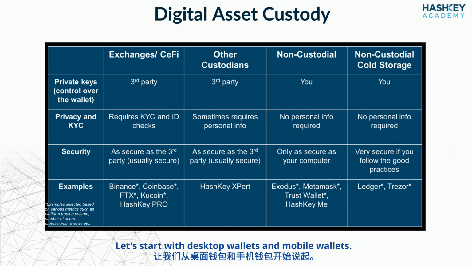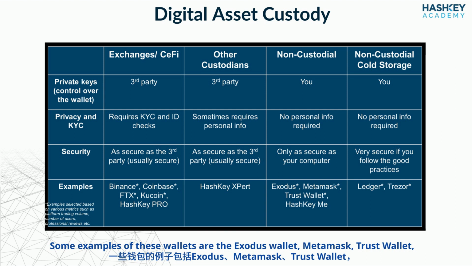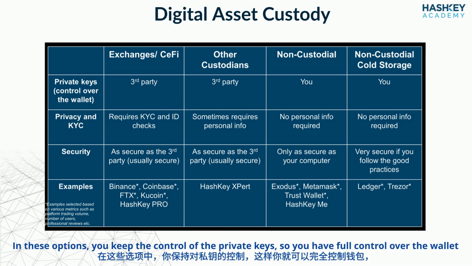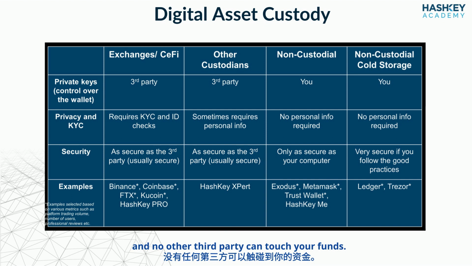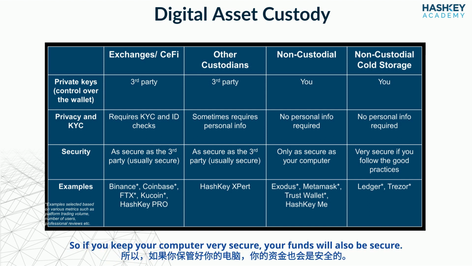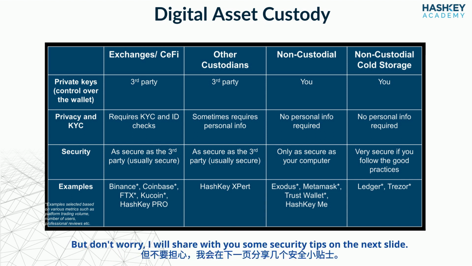Let's start with desktop wallets and mobile wallets. Some examples of these wallets are the Exodus wallet, MetaMask, Trust Wallet, and of course, HashKey Me. In these options, you keep the control of the private keys, so you'll have full control over the wallet and no other third party can touch your funds. No personal data is required, and this option is as secure as your computer is. So if you keep your computer very secure, your funds will also be secure. But don't worry, I will show you some security tips on the next slide.